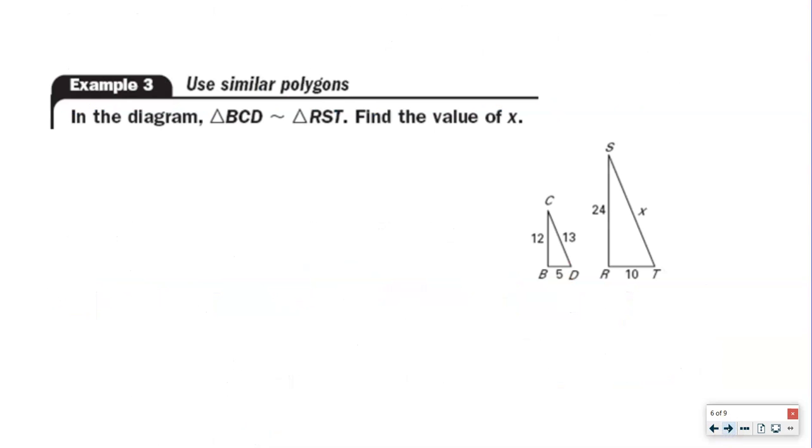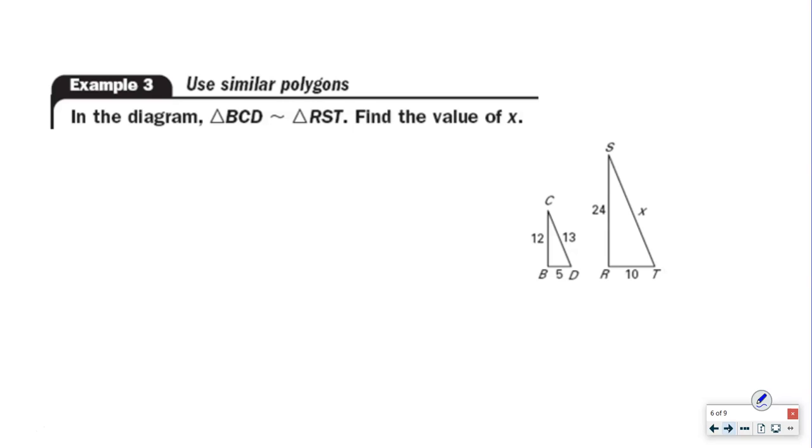All right, using similarity in polygons, we want to find the value of x. So in this diagram, we know these triangles are similar. BCD is similar to RST, and we have to find the value of x. If we look at the sides that we're given, in triangle BCD we know all of the sides: 5, 12, 13. But in RST, one of the values is x.